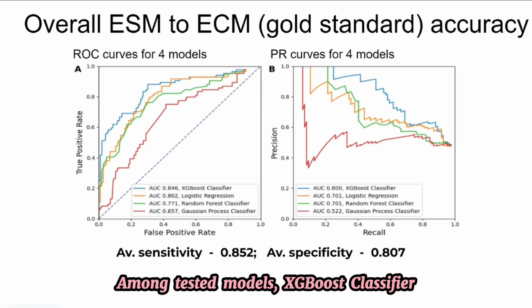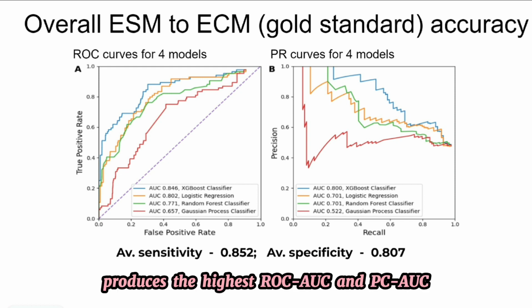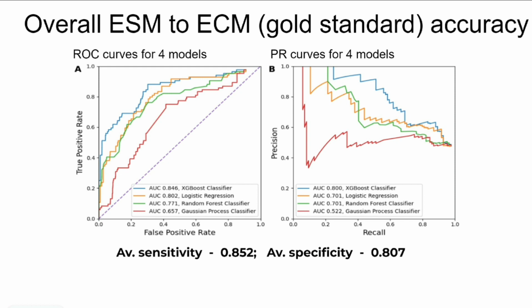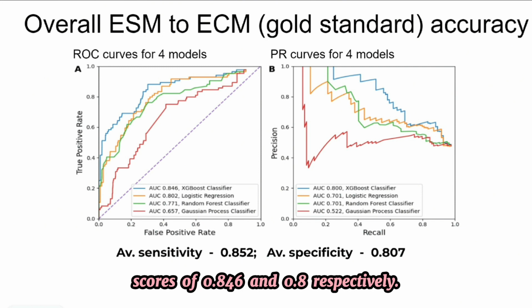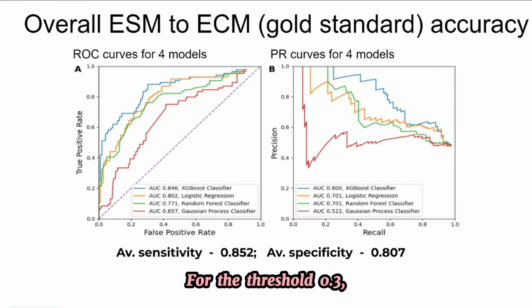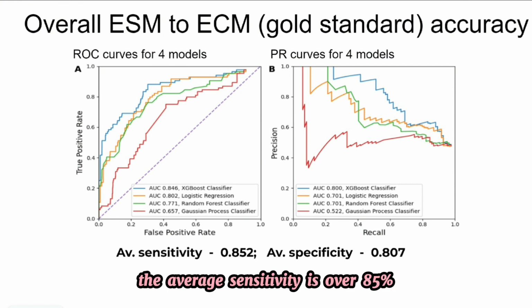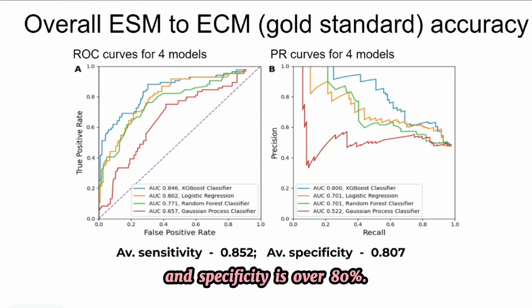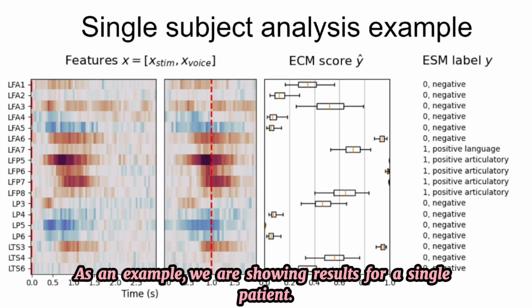Among tested models, the XGBoost classifier produces the highest ROC-AUC and PR-AUC scores of 0.846 and 0.8 respectively. For the threshold 0.3, the average sensitivity is over 85% and specificity is over 80%. As an example, we are showing results for a single patient.